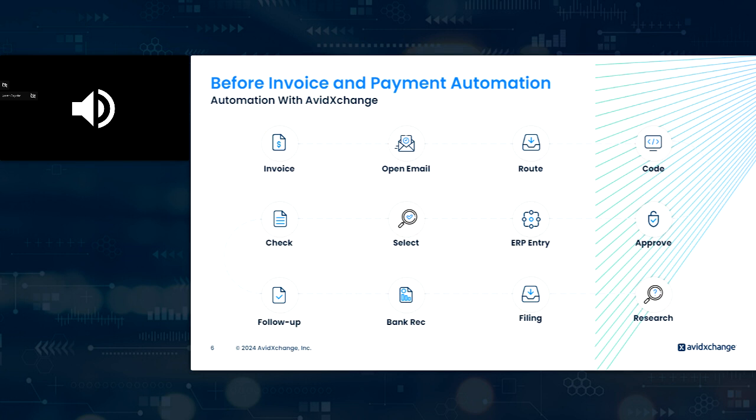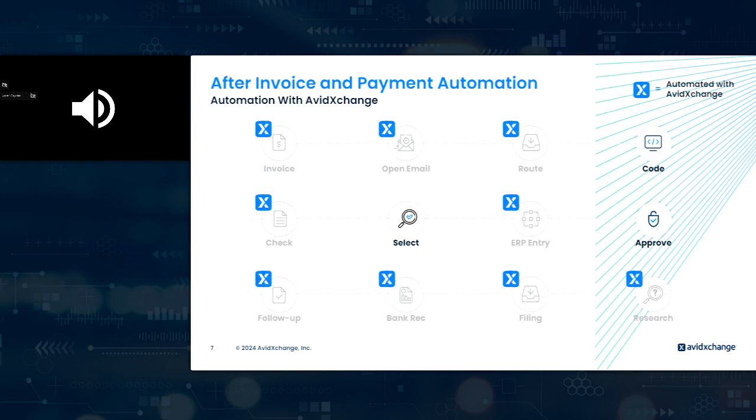When you introduce automation, we can reduce that down to really a couple of steps here. So all of the places where you see the blue square with the X in it, these are steps that AvidXchange can automate. And so really you're just left with making sure the right coding applies to that invoice, approving it, and then you're still in control of selecting which invoices you want to pay and approving those payments.